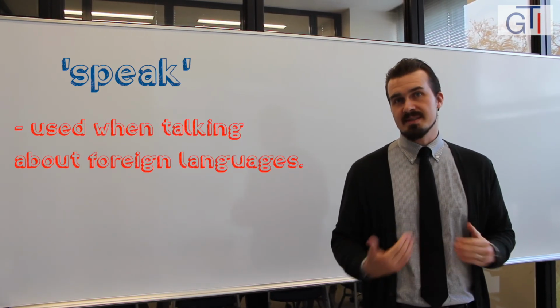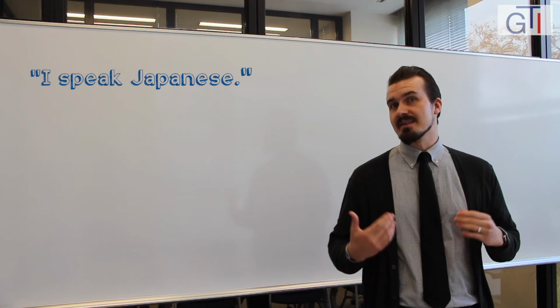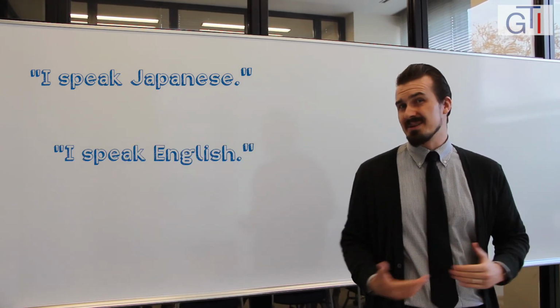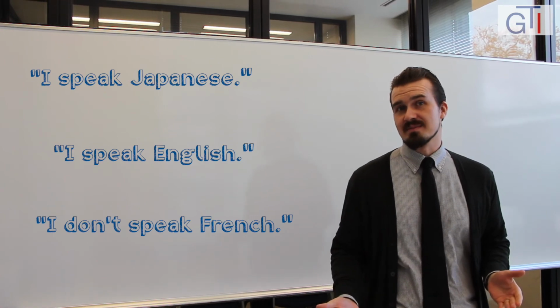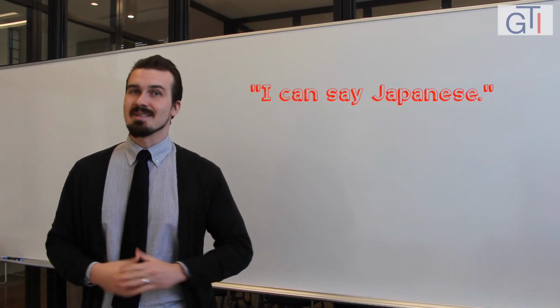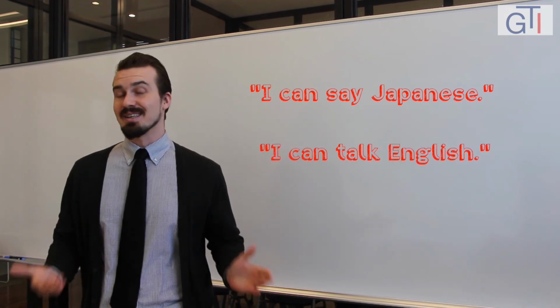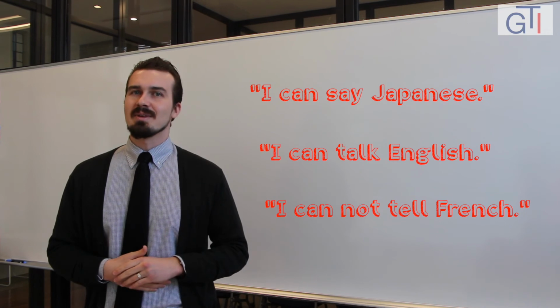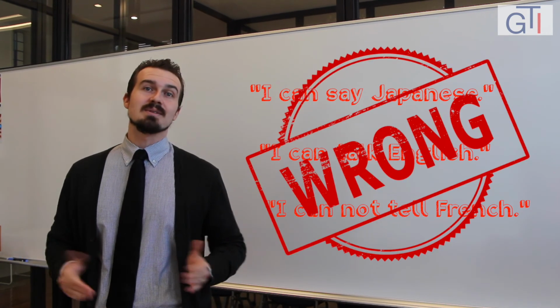For example, you can say, "I speak Japanese," "I speak English," or "I don't speak French." However, you would not say, "I can say Japanese," "I can talk English," or "I cannot tell French," because this is not how these words are used.